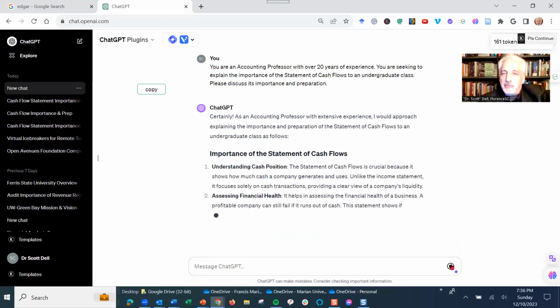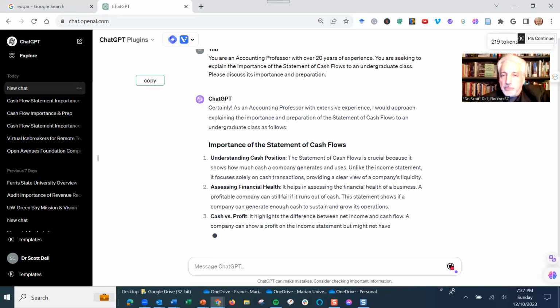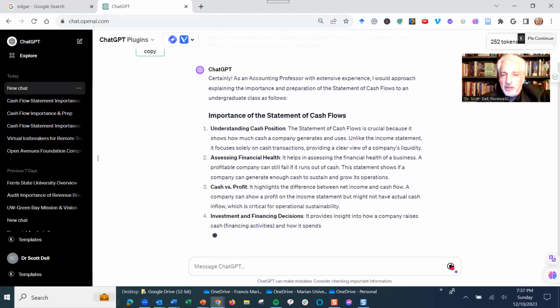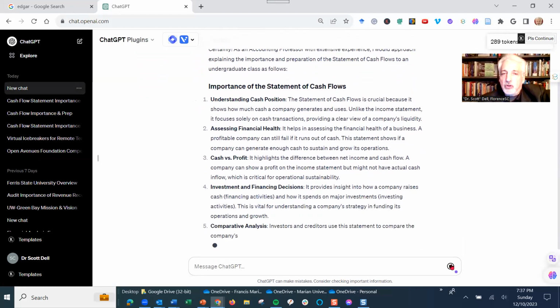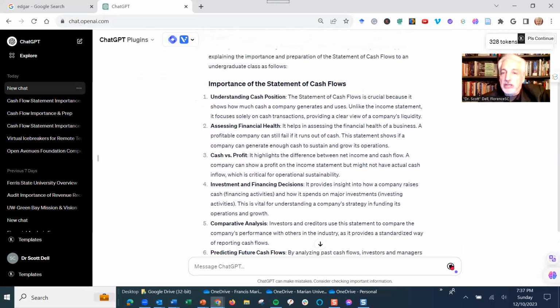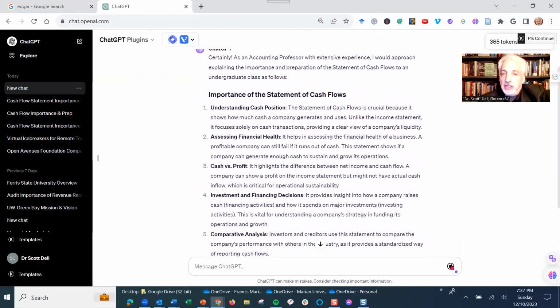Okay, as an accounting professor, it explains the importance and preparation of the statement of cash flows. Understand cash position. Crucial because it shows how much cash a company generates and uses, unlike the income statement. The catch is an income statement: you can be profitable on GAAP, $1 million in revenues and $100,000 in expenses, and you have $900,000 profit. That's cool until you realize that your $1 million is all in the form of receivables.